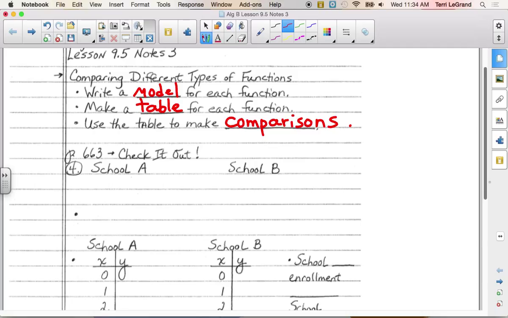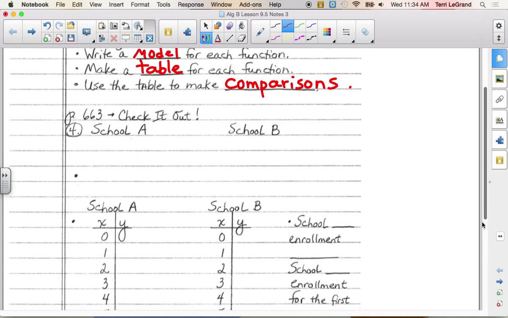So we're first going to decide what kind of model can represent this situation. Make a table for that model. Do that with the other one, and then make the comparison we need to.